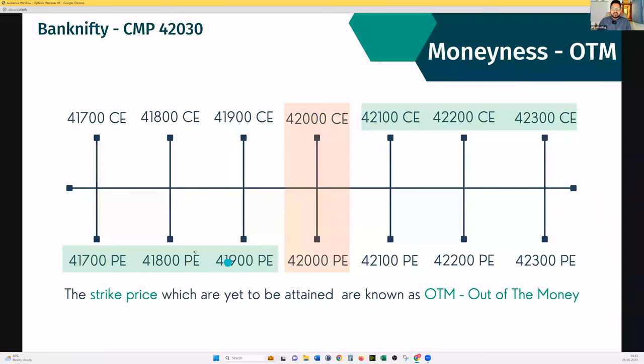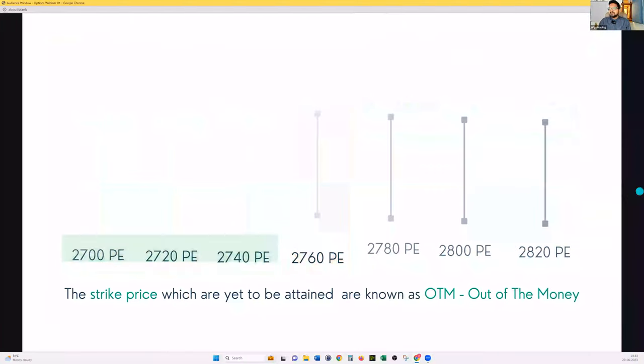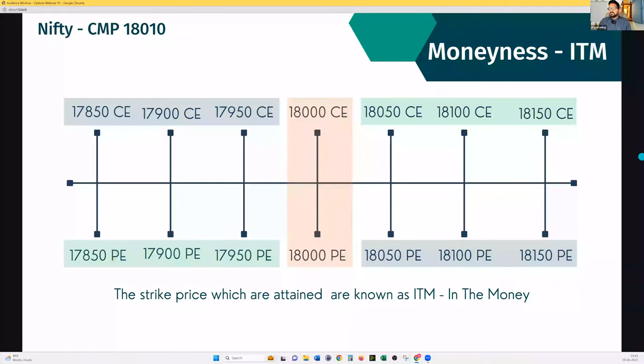So here in this case, 41,900, 41,800, 700 are yet to be attained. Okay, good. So now let me just go to the chat box. Okay, so now you guys let me know the strike price which are yet to be attained. Okay, so now we'll just take on the in the money as well.